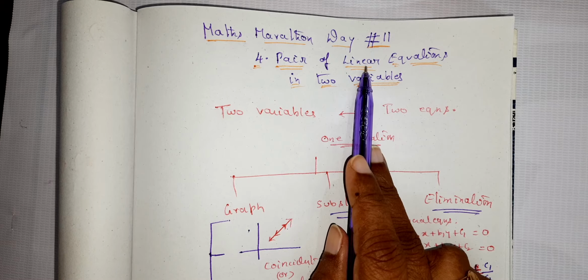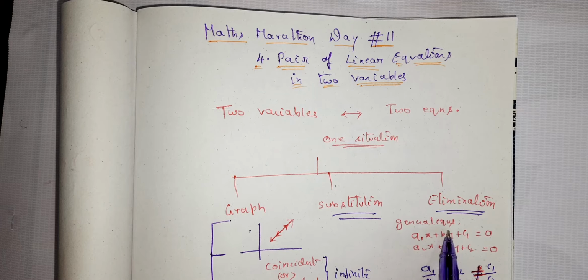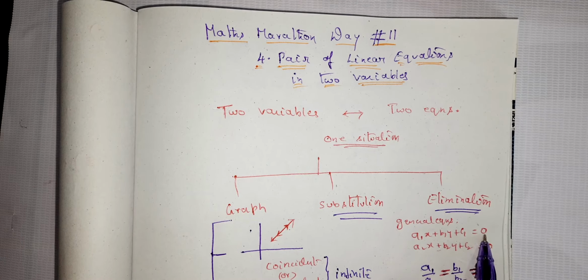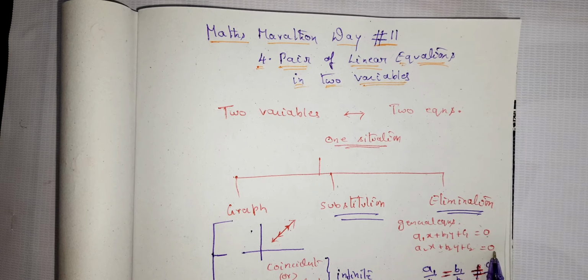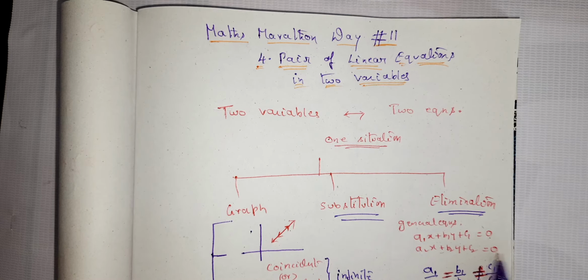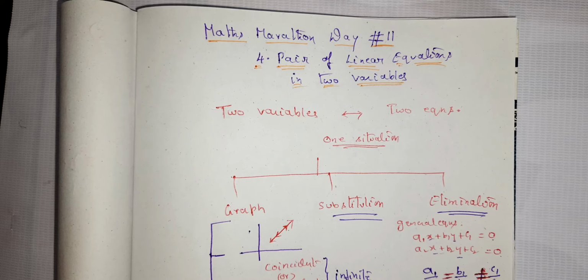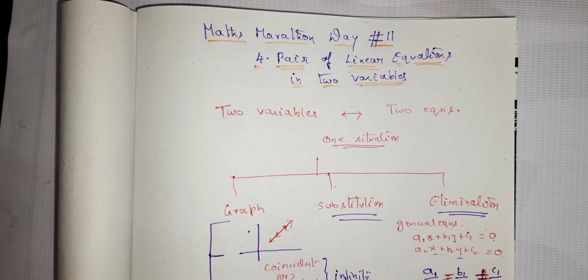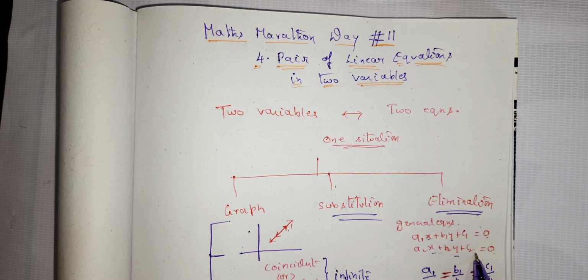That means the degree of the polynomial is 1. So therefore now a1x plus b1y plus c1 is equal to 0 is one equation. a2x plus b2y plus c2 is equal to 0 is another equation. So what are the variables here? x and y are the variables. And now the coefficients are a1, b1 in the first equation, a2, b2 in the second equation, and the constants are c1 and c2.